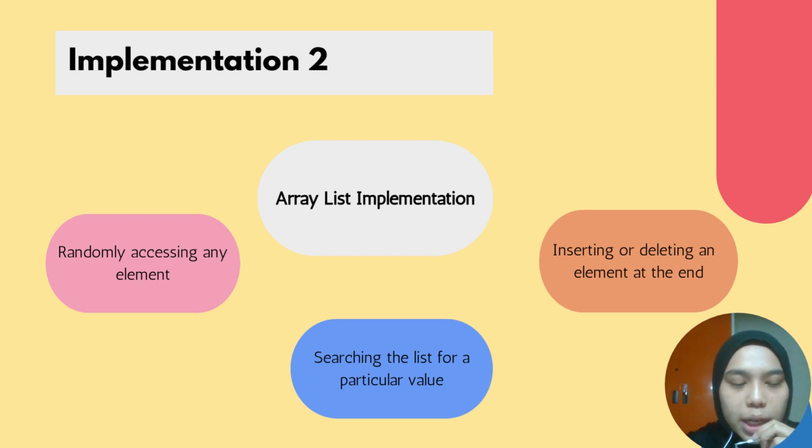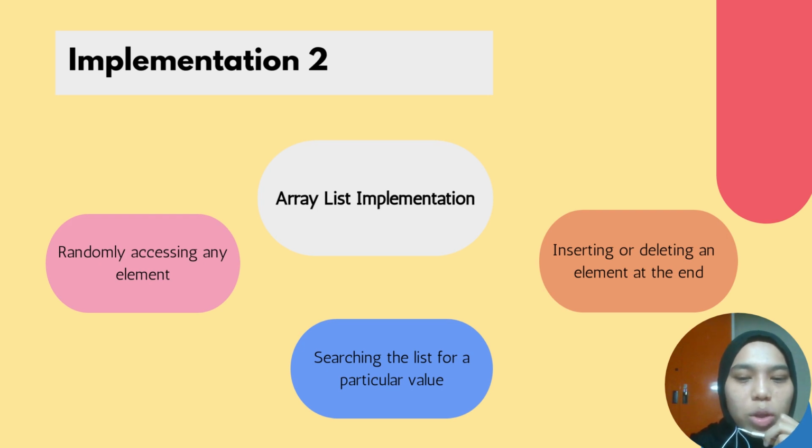In this part, I will present about array list implementation. Array list implementation consists of three things, which are randomly accessing any element, searching the list for a particular value, and lastly, inserting or deleting an array element at the end. This is because the position of each element is given by an index from 0 to n-1, where n is the number of elements. The element with the index can be accessed in constant time. The time to access does not depend on the size of the list.